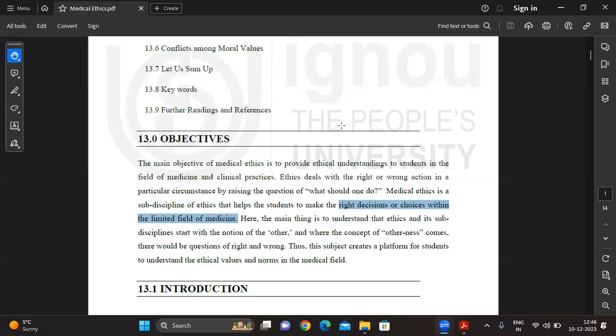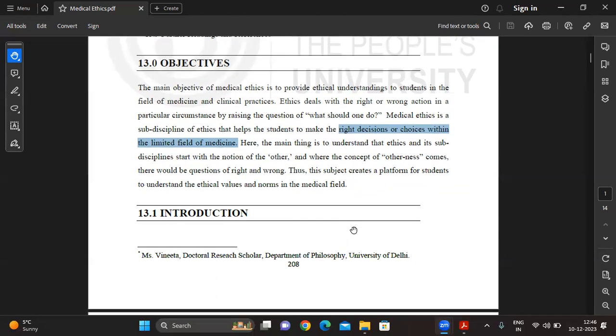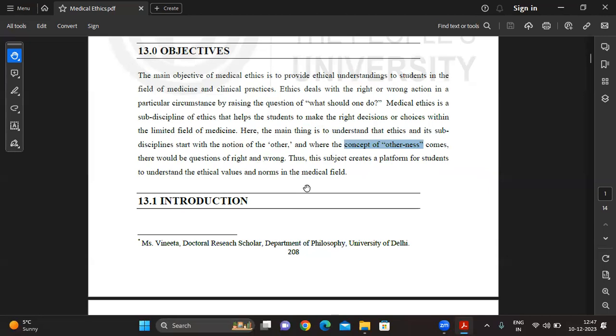See? So, moving on. This concept of otherness is very important in ethics, because we are always dealing with an other. In ethics, we are always dealing with the other. Whenever there is an ethical issue, you are always dealing with the other person. So this concept of otherness is central to ethics. That's why then we have the questions of right and wrong.